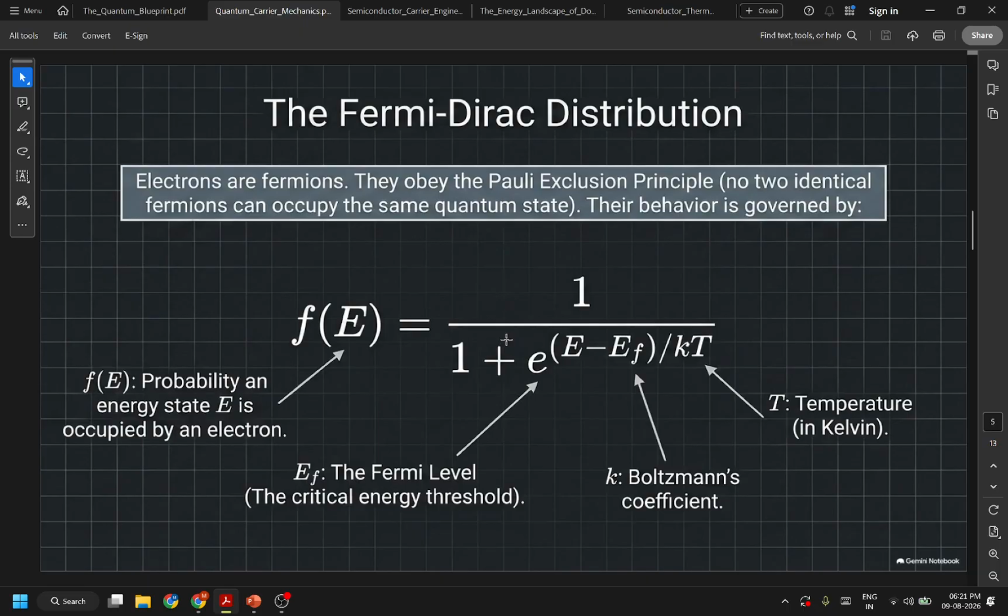So at 0 Kelvin, if the energy state is less than the Fermi level, the probability of an electron is 1. And if energy is greater than the Fermi level, the probability of an electron is 0. So the Fermi level is defined as the energy value below which all the states are occupied and above which all the states are empty at absolute 0, or 0 Kelvin.